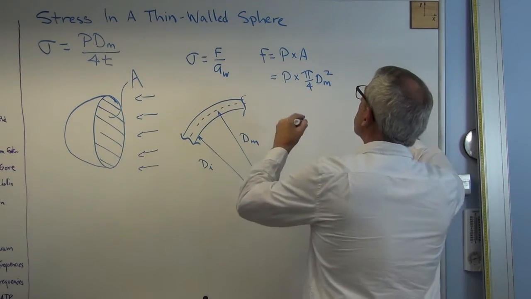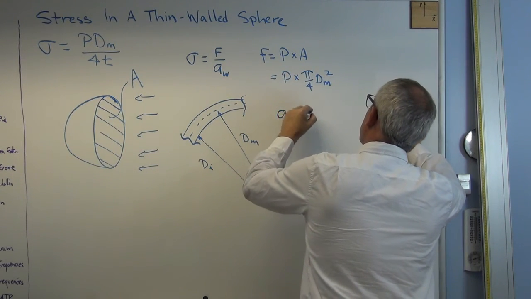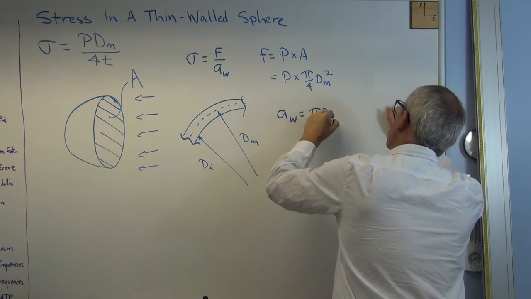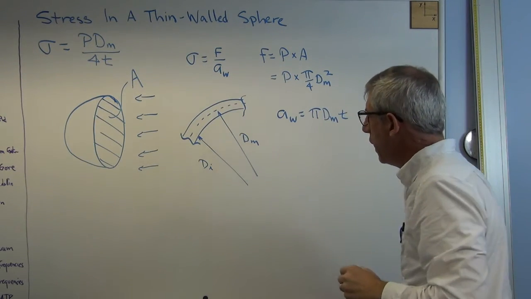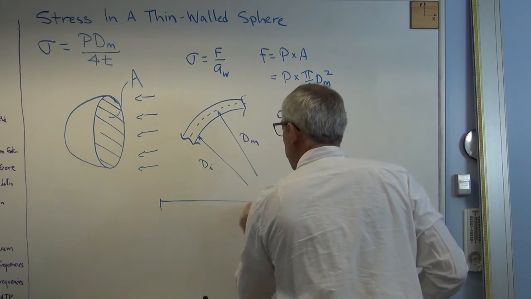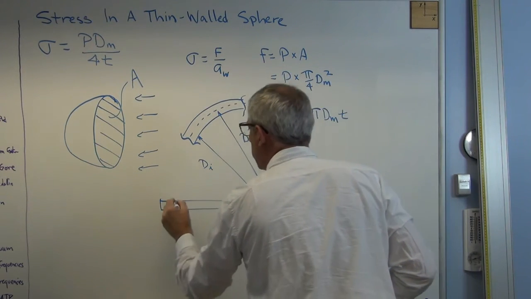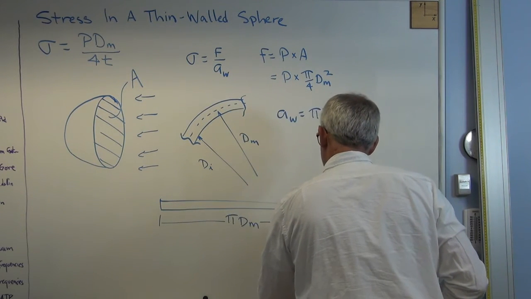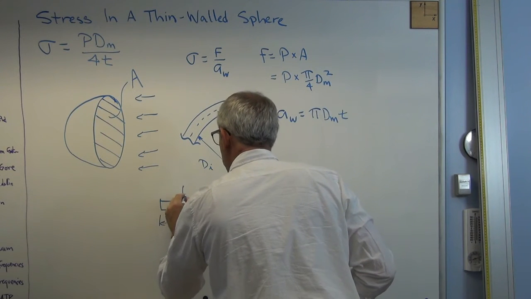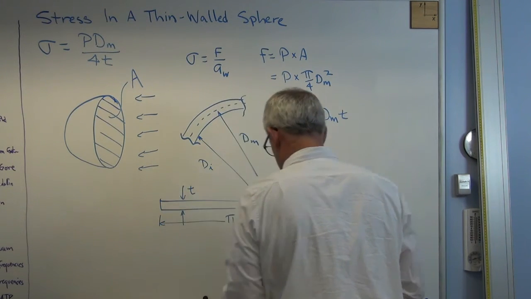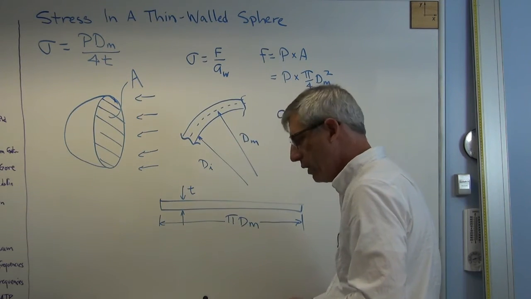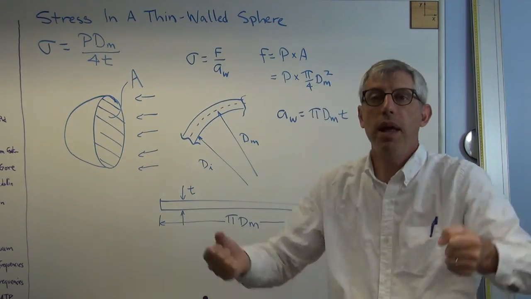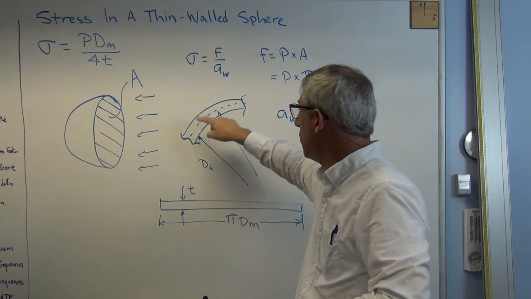Right, so there's force. Now the area of the wall, easiest way to do that is circumference times the thickness. So pi mean diameter times thickness. And what we're doing here is we're saying, well, if we took a sheet of metal that had this length, pi times the mean diameter, and it had that thickness, okay, we could take that piece of metal and bend it into a circle, and we get this.